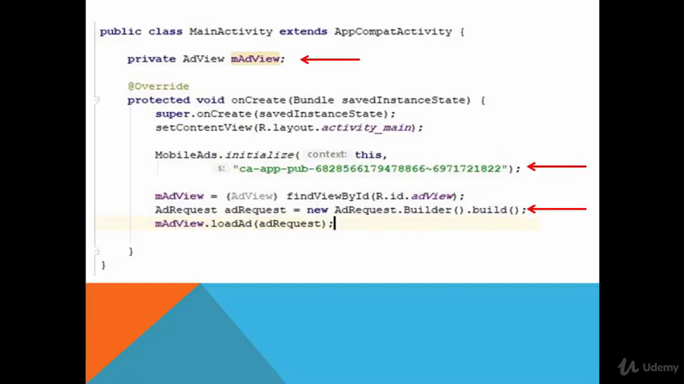Then, how can we send a request to the server? There is a class called AdRequest. The AdRequest is used to send a request to the server of Google AdMob, so it can provide you with some advertisement. And of course, the last thing, you should display this AdRequest in your AdView.